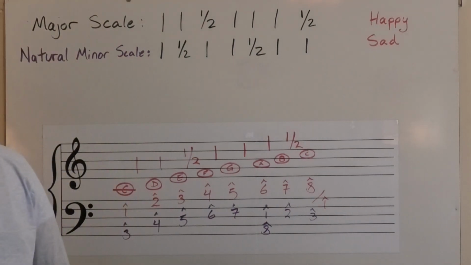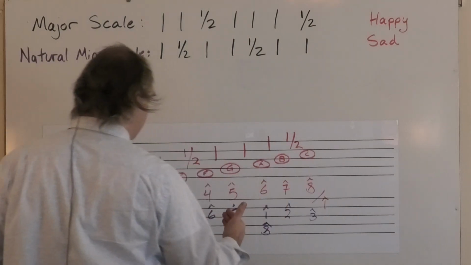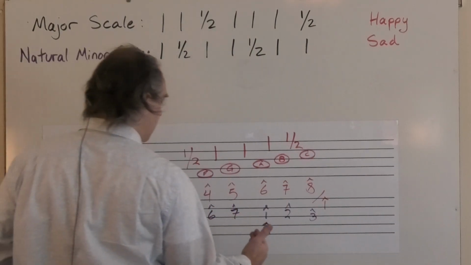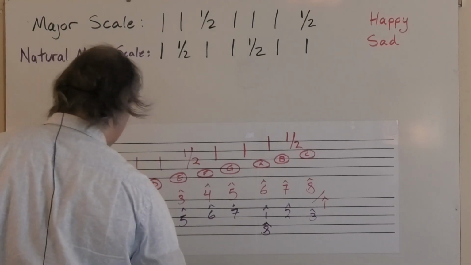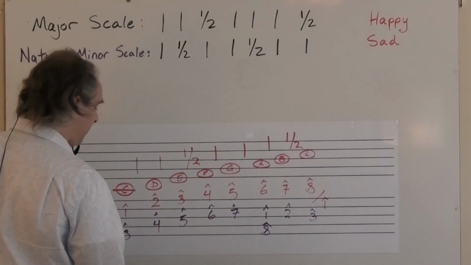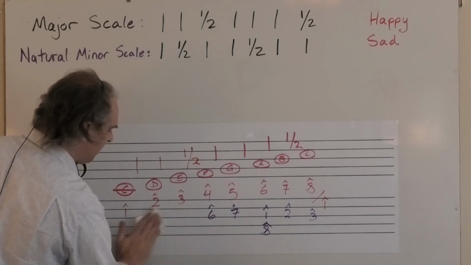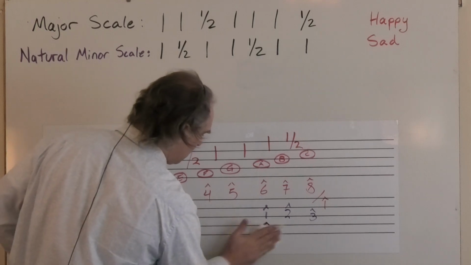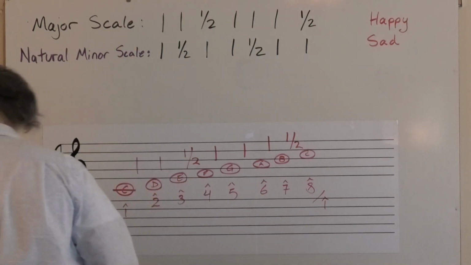Now how do we get the natural minor scale? Well, we can do it one of two ways. We can shift down a minor third from the major scale, or how do we get the parallel natural minor scale from a major scale? So let's take a look at C major. Go ahead and play C major for me, please. Good. Play C minor for me.